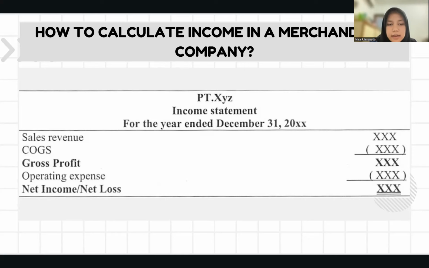31, year XX. Based on the example, it can be seen that gross profit is obtained from net sales minus cost of goods sold, where net sales is obtained from sales revenue minus sales returns and allowances and minus sales discounts. Then gross profit minus operating expenses, such as salaries expense and advertising expense, gives net income if the result is positive, or net loss if the result is negative.